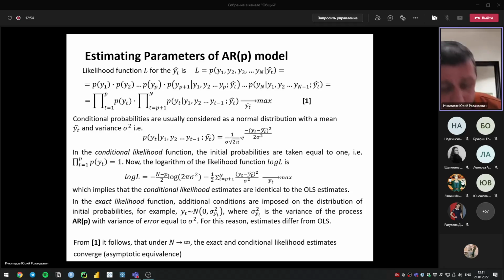In addition to the least square method, the maximization of the likelihood function can also be used to estimate the parameters of the autoregressive model. The likelihood function for the autoregression model is the probability of simultaneous occurrence of observed events y1, y2, y3, and so on, provided that these events occurred as a result of the data generation process in accordance with the Y_t model with a cap.